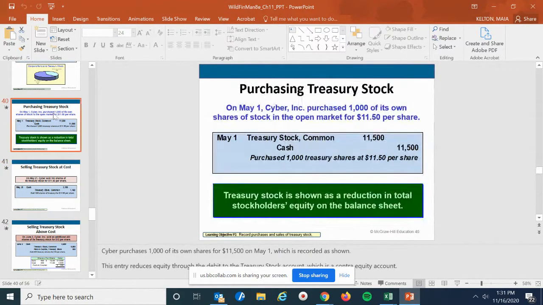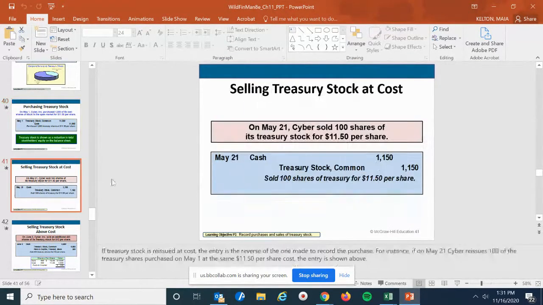So I'm going to go back to the previous slide. They're buying $11,500 worth of treasury stock. They're issuing $1,150. So the difference is what remains in the treasury stock account.